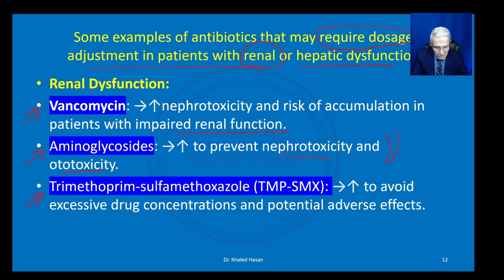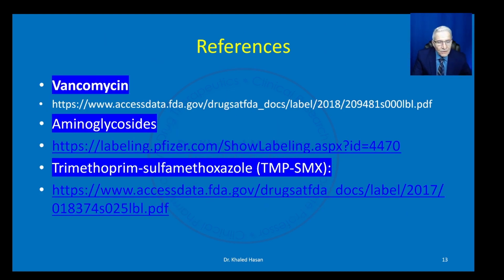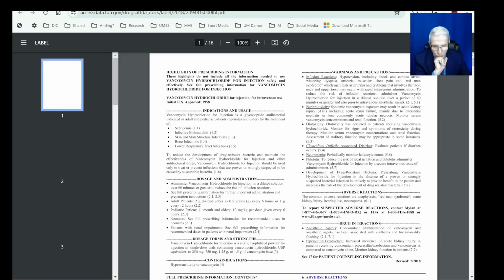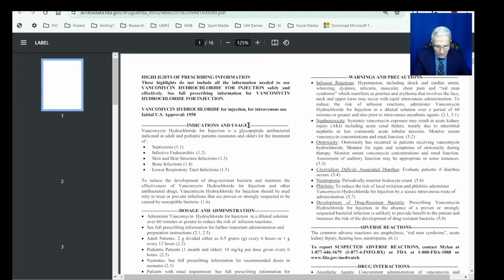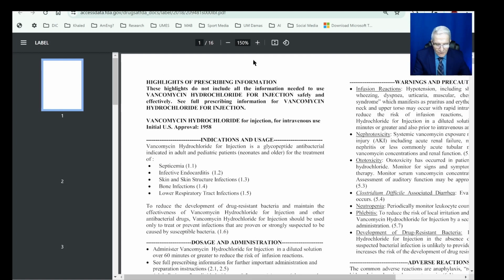These medications should be avoided at large doses, because of the increased risk of side effects related to the liver and related to renal dysfunction. Here we have some references. I would like to stop here a little bit and share with you the references from the articles: vancomycin, aminoglycoside, trimethoprim. Okay, let me share the screen with you about vancomycin, and I'm going to make it a little bit large, so everyone can see it.